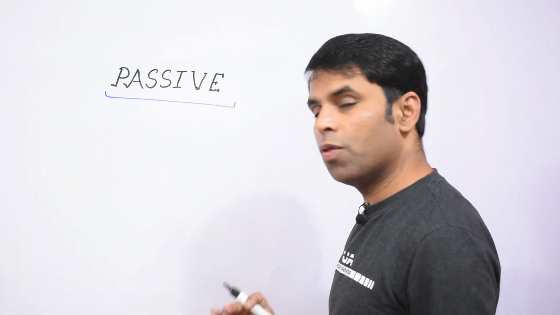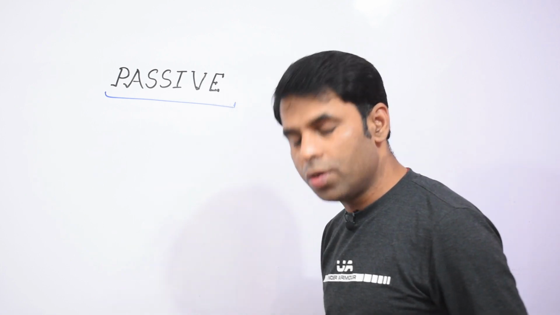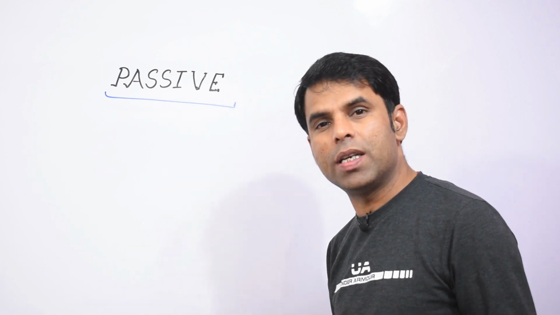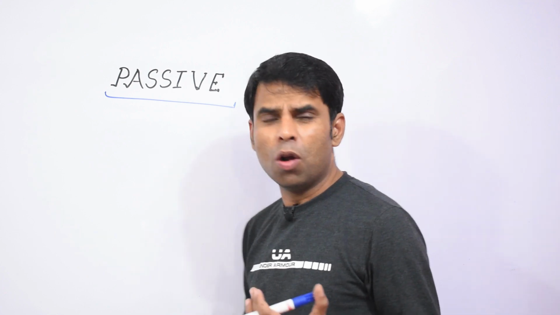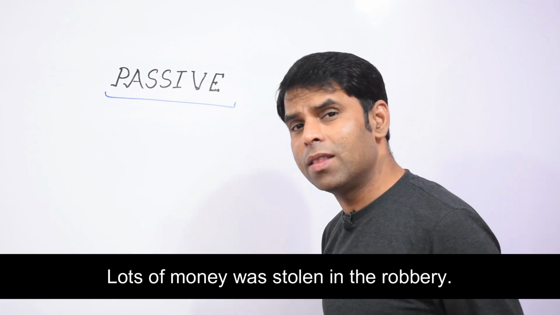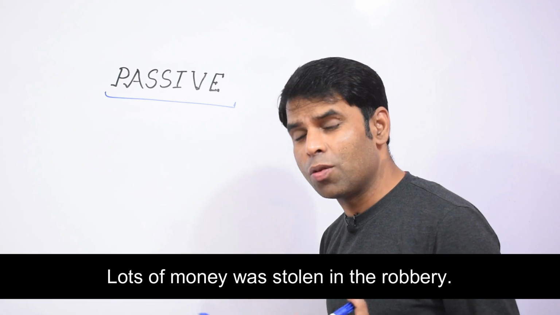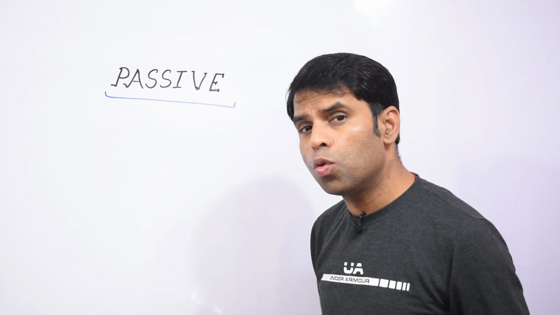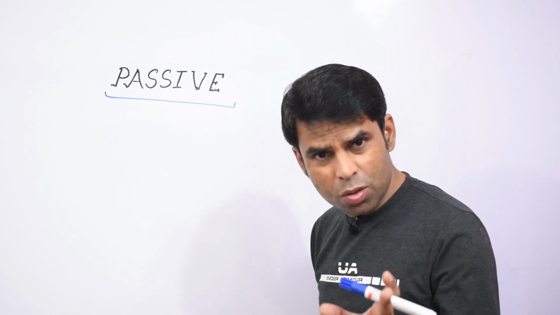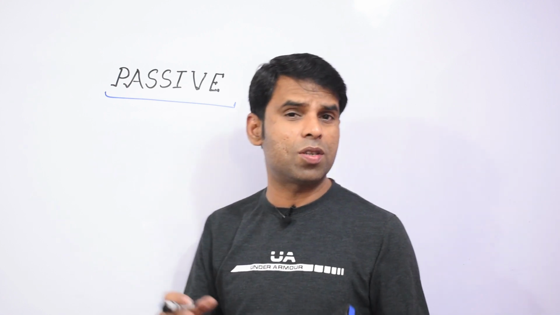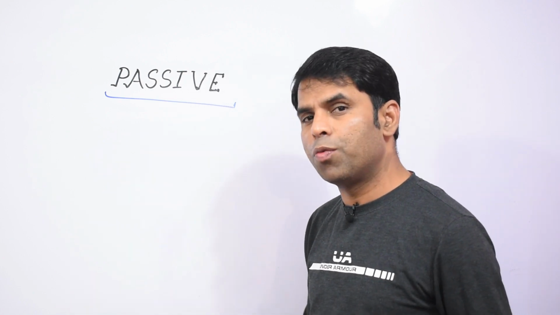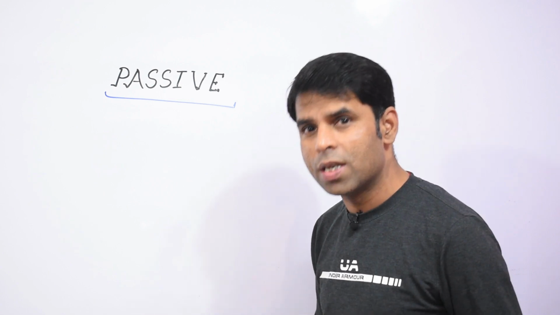So guys, the first usage: we use the passive form when the doer is unknown. Let's take an example. Lots of money was stolen in the robbery. So you really don't know who stole the money. The doer is unknown. You really can't say that somebody stole lots of money. I mean, that's okay to say, but normally we don't say that. We say that lots of money was stolen in the robbery.